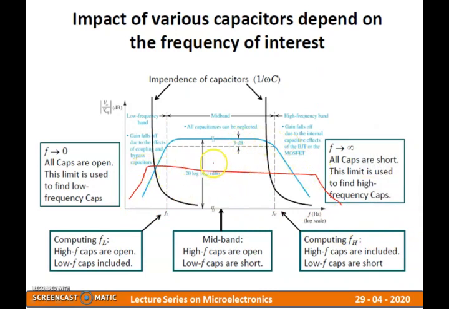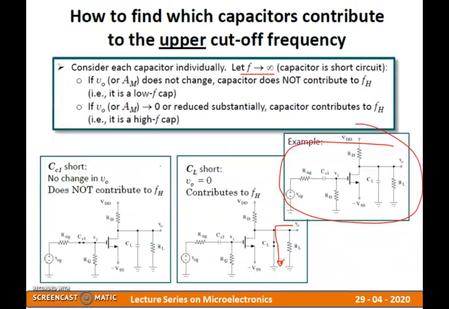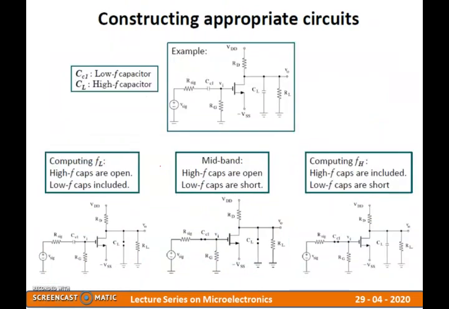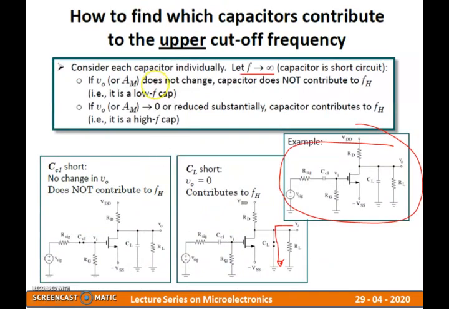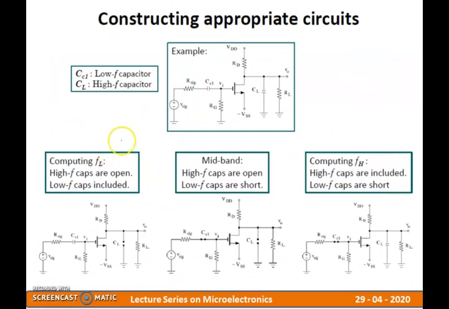Again, we'll throw more light on this when we deal with feedback amplifiers down the line in the subsequent lectures. But as of now, remember the gain bandwidth product is always a trade-off when we design any amplifier circuit. So this is how we figure out the upper and lower cutoff frequency. That's the summary over here: computing FL, midband and FH.